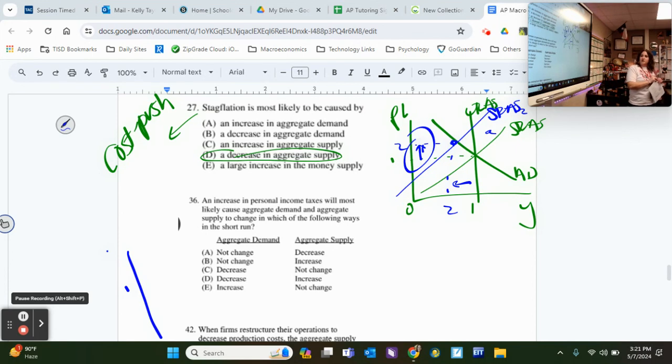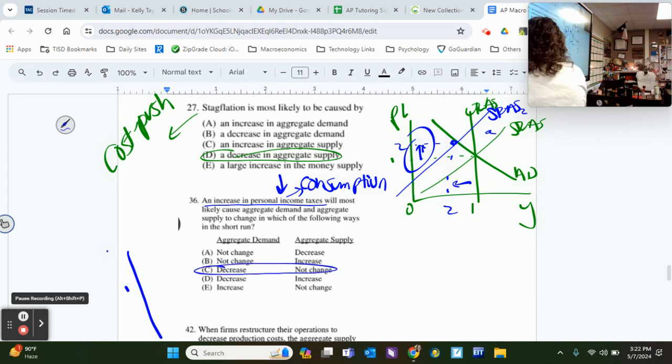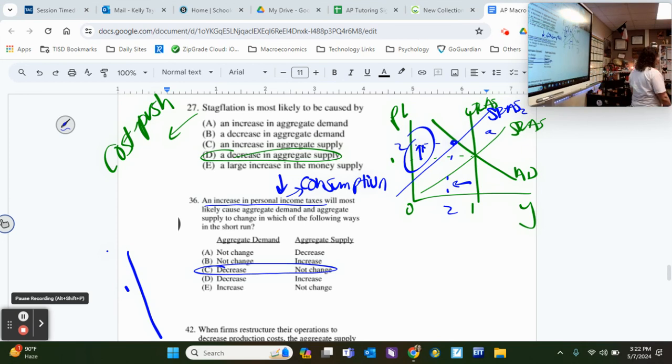An increase in personal income taxes will most likely cause aggregate demand and aggregate supply to change in which of the following ways in the short run. Don't overthink this. Just because it shifts one doesn't mean it shifts the other. An increase of personal income taxes is going to affect consumer spending, consumption. Consumption is going to go down if you tax people more, which decreases aggregate demand, but does not change aggregate supply at all, because personal income taxes is not a shifter of aggregate supply. If it was business taxes, then it would shift supply. But it's personal income taxes, which affects consumer spending, which is a shifter of aggregate demand, not aggregate supply.